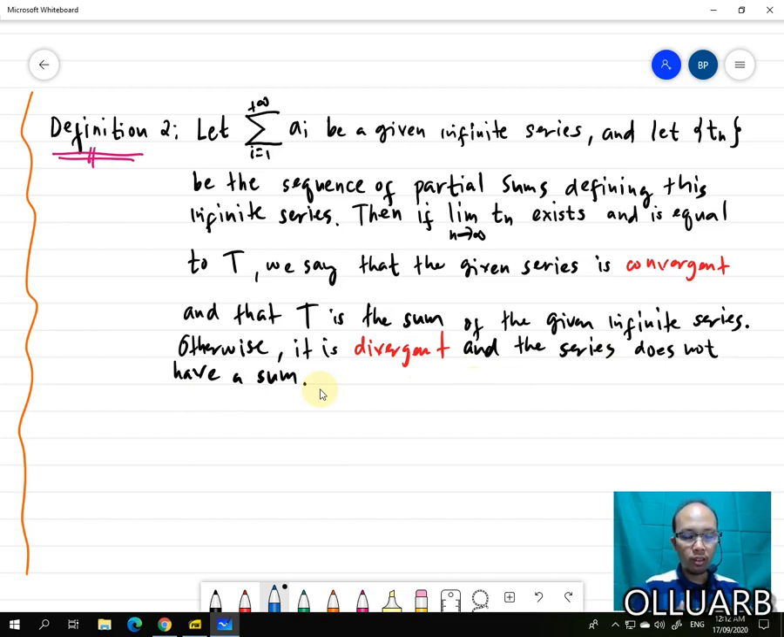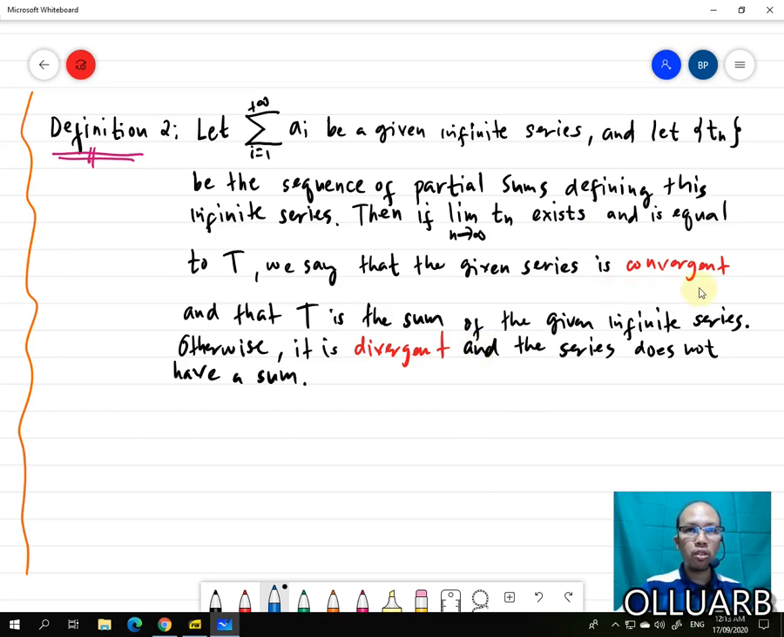As I explained in part 1, in our example the sequence of the nth partial sum is 2 minus 1 over 2 to the n minus 1. Since the limit of the nth partial sum exists, that limit is the sum of the given infinite series. Since the limit exists, the series is convergent. If the series is divergent, then the series does not have a sum.